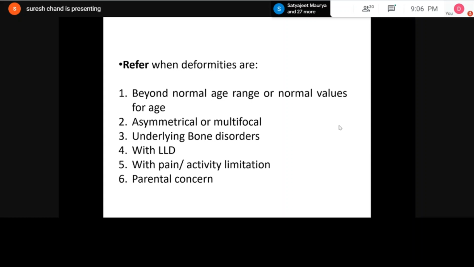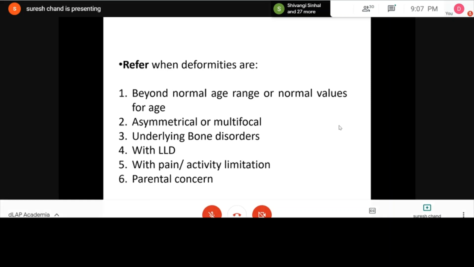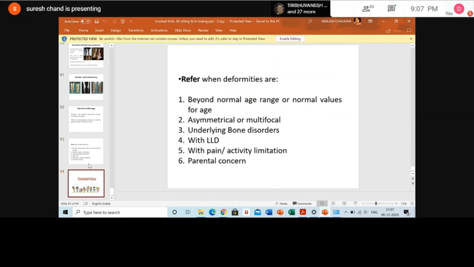If there is any asymmetry of deformity or the deformities are multifocal, if there is any underlying bone disorder, if it is associated with limb length discrepancies, if it is associated with underlying pain or activity limitation, or if there is too much parental concern and it is difficult to counsel, then we have to refer to an expert of limbs. So, thank you so much.